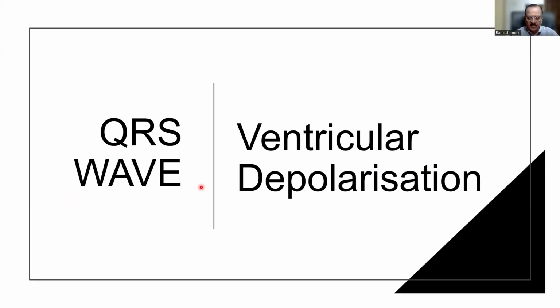Okay. Now we will go to the next wave, the QRS. The QRS, that's the king of the ECG, right? QRS represents the ventricular depolarization, right? So how do you measure QRS? The ideal leads will be V5 and V6. That will show the QRS nicely.